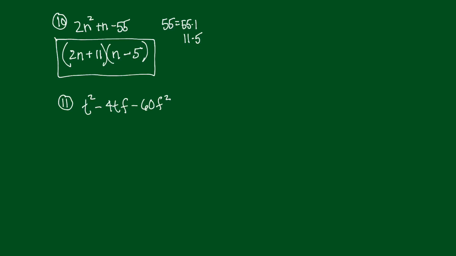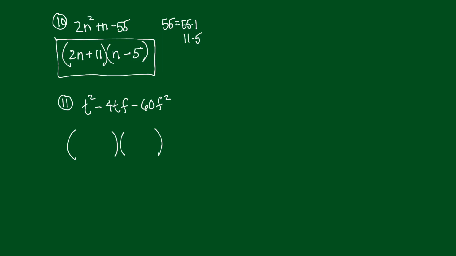I've got a trinomial, and I don't see anything common to all three terms. I got t's here, but no t's here. I got f's here, but no f's here. There's no common factor. So let's write our two parentheses, anticipating we can do this.